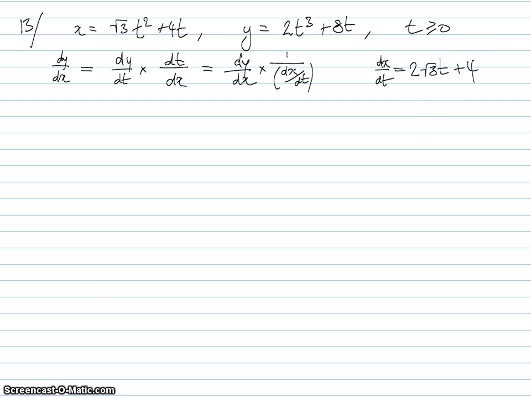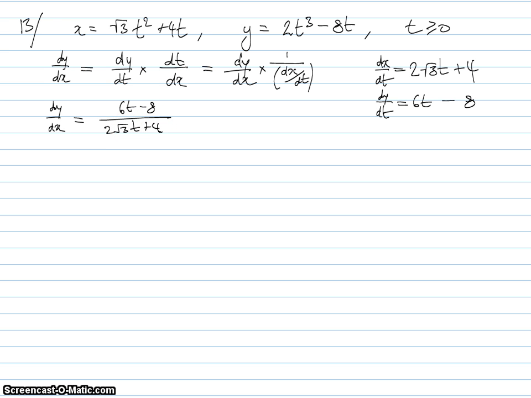Hold on, sorry, this one here should be minus 8. So dy by dt will be 6t minus 8. So what is dy by dx? Dy by dx is then equal to 6t minus 8 over 2 root 3t plus 4.